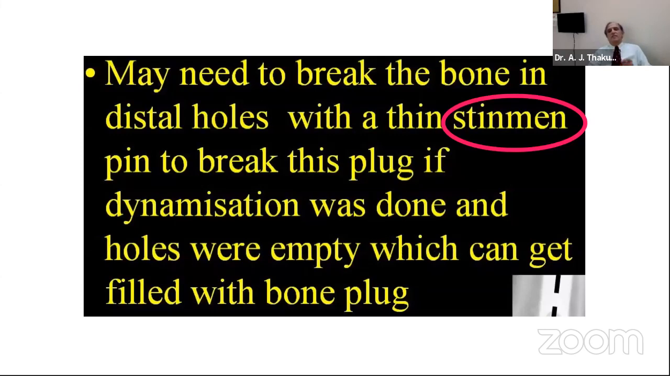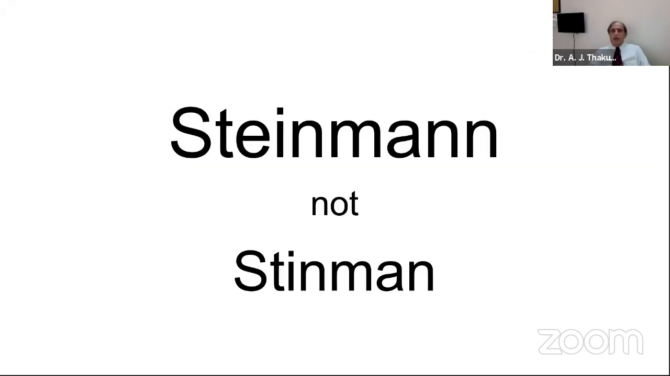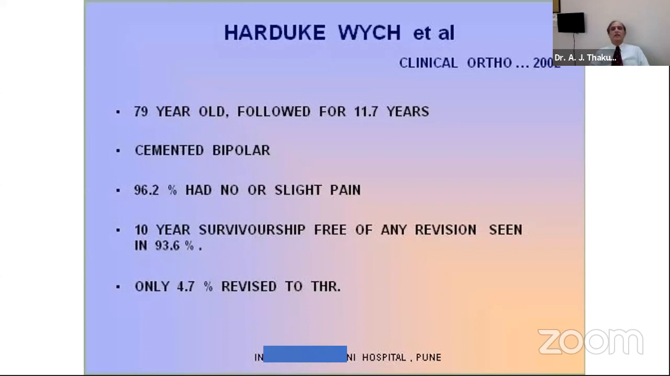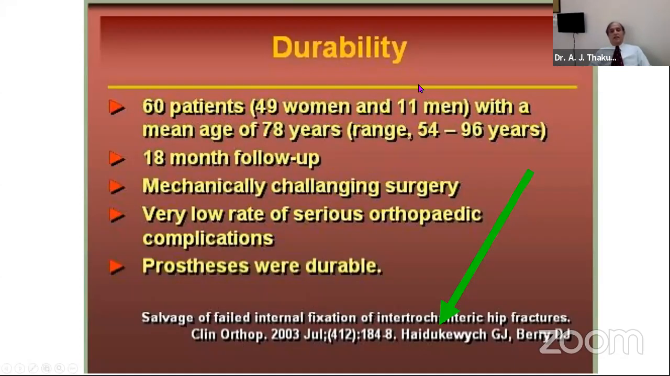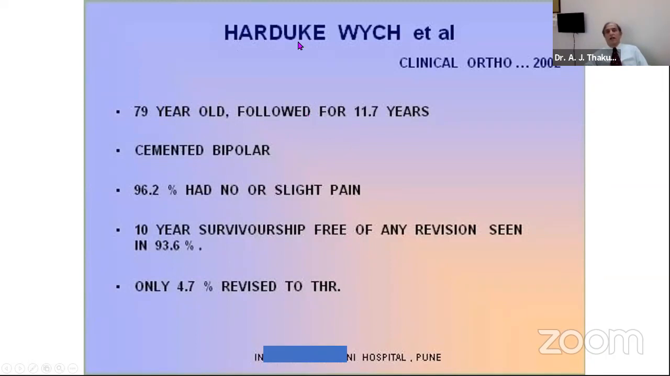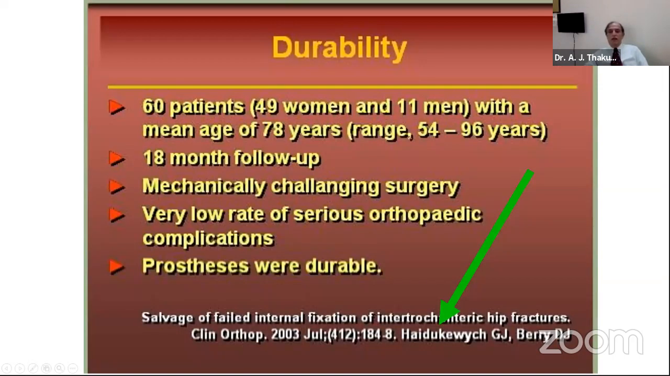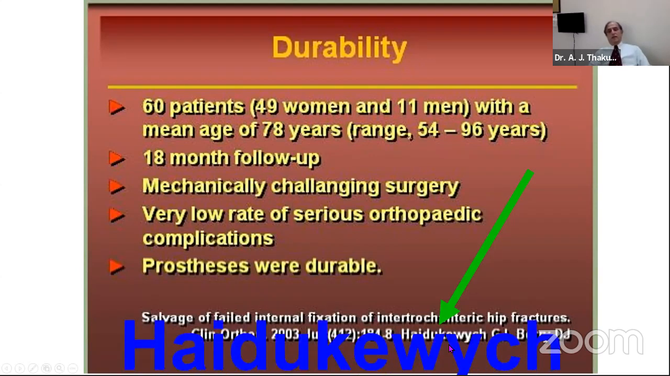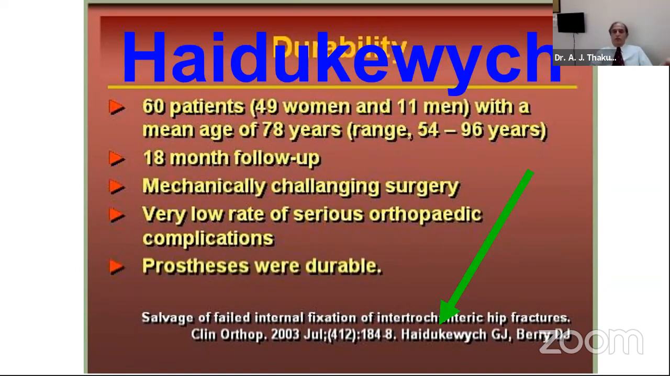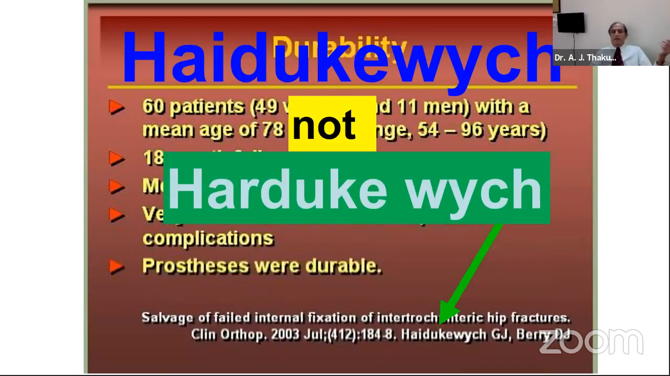This is Steinman pin I pointed out. This is Steinman and not Stinman. A live example from other people's slide, Hard Duke Witch. Again, in the same presentation by the same person, he has spelled it correctly in this slide. But the earlier one is Hard Duke Witch, when it should be Hard Duke Witch. And it's not that the person did not know, it is just carelessness. One has to be particular about the spellings.